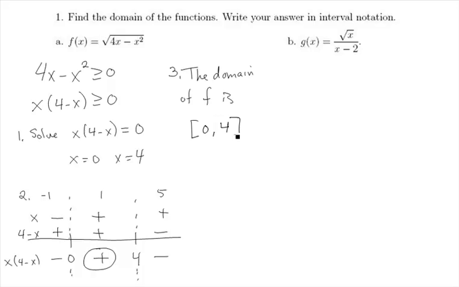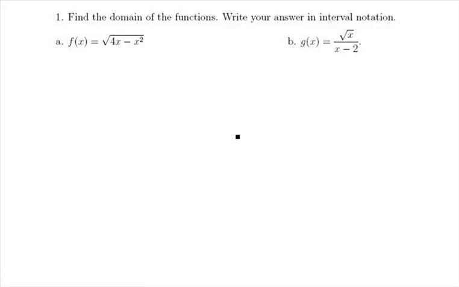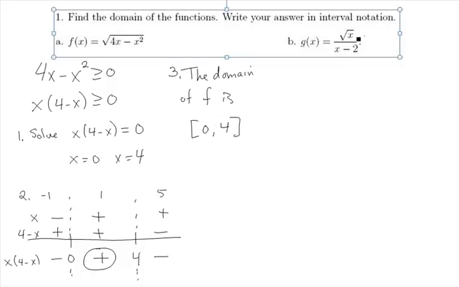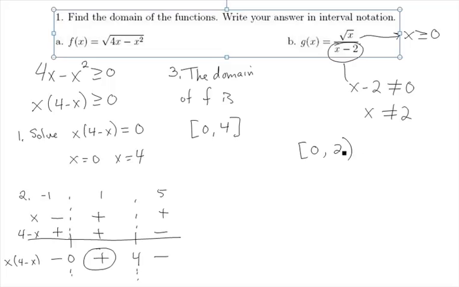Part B has a square root as well. So the first thing to notice is that the top will require that x is greater than or equal to 0. Now the bottom, we have to be worried about dividing by 0. So we're going to require that x minus 2 is not equal to 0, which means that x can't equal 2. So the domain will be all values that are larger than or equal to 0 and not equal to 2. So think about what that means. That would be all x values less than 2 and positive, union with all values greater than 2.